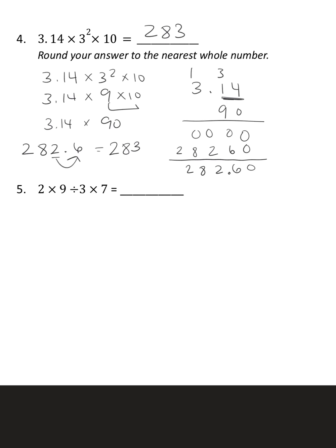In question 5, we see 2 times 9 times 3 times 7. Again, BEDMAS tells us to complete multiplication and division in one step, moving left to right. And each time I'm going to keep anything I haven't solved.